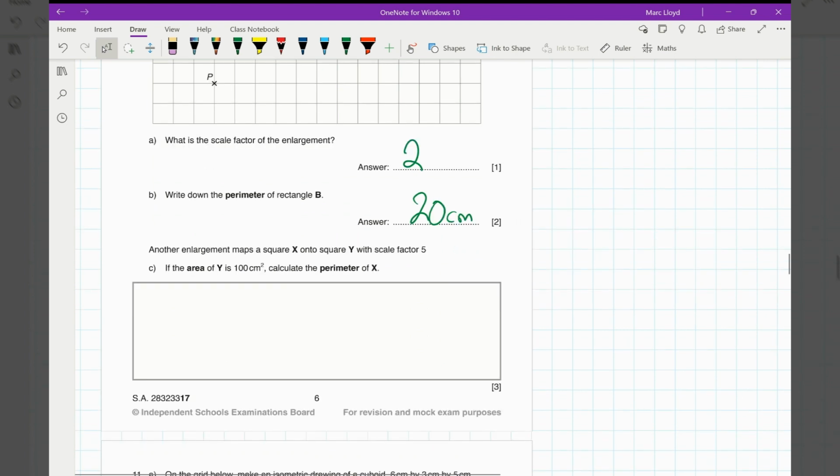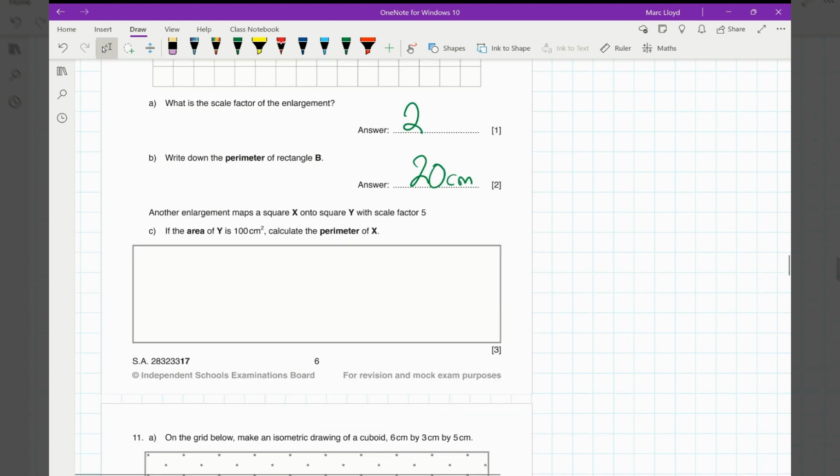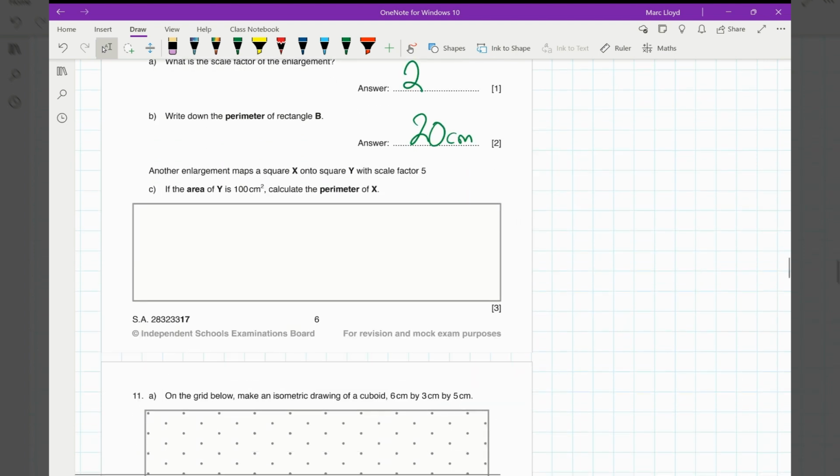Another enlargement maps a square X onto square Y with a scale factor of 5. So X onto square Y, so X times by 5 will equal Y. The area of Y is 100 centimetres squared. So what is the perimeter of X? Well, first of all, we're going to work out the area of X. It says it's a square, so that keeps things easy.